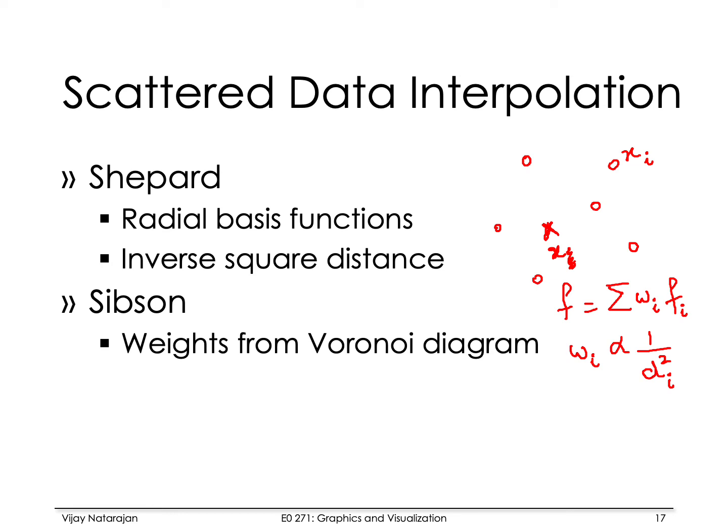Usually there is a cutoff. What that means is that the weight is set to 0 if the distance is greater than some threshold. So such an interpolant is called a Shepard interpolant, and the technical term here is a radial basis function. In this case, we have chosen a squared distance-based radial basis function.